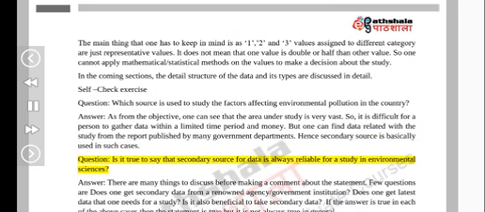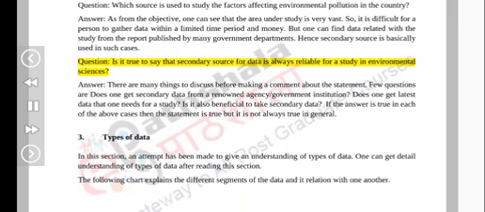Question. Is it true to say that secondary source for data is always reliable for a study in environmental sciences? Answer. There are many things to discuss before making a comment about the statement. Few questions are: does one get secondary data from a renowned agency, government institution? Does one get latest data that one needs for a study? Is it also beneficial to take secondary data? If the answer is yes in each of the above cases, then the statement is true, but it is not always true in general.